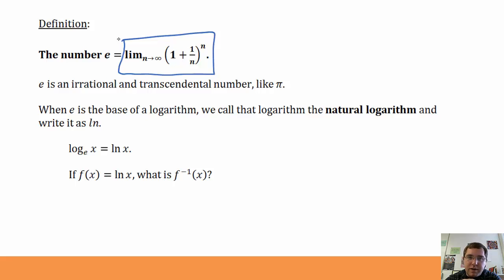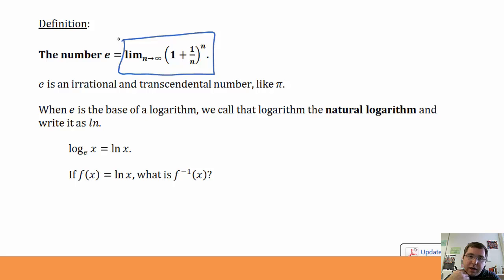Its decimal expansion continues on forever, never ends, never repeats. Transcendental means that it is not the root of any polynomial with rational coefficients. So pi is not the root of any polynomial with rational coefficients, neither is e. Now that could not be said for, say, the square root of 2. The square root of 2 is the root of x squared minus 2 equals 0. A transcendental number is not the root of any polynomial with rational coefficients.